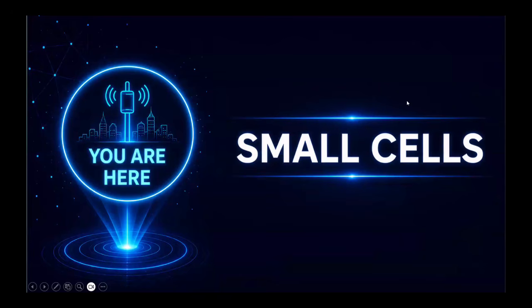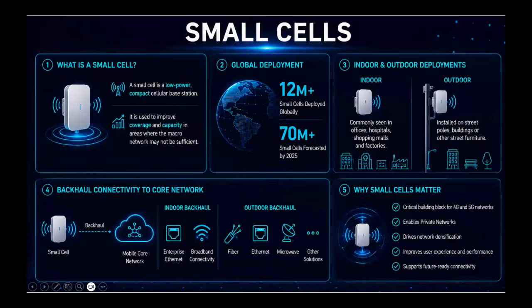So let's talk about small cells, which are the basics of private networks. A small cell is basically a low power, compact cellular base station. It is used to improve coverage and capacity in areas where the macro network may not be sufficient. According to a report, over 12 million small cells have been deployed across the globe, and this number is forecasted to be up to 70 million by 2028.